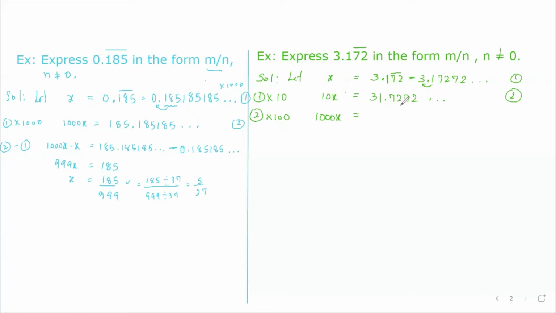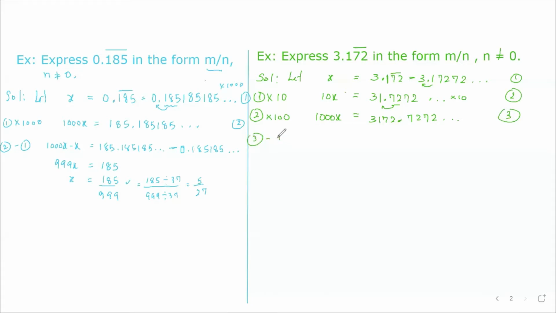Because we multiply this equation by 100, the 2 digits here move to the front. So it becomes 3172.7272, dot, dot, dot. This is going to be equation 3. Now between equations 2 and 3, we can subtract, because after the decimal here we have 7272, and this one also has 7272. So now we can subtract.